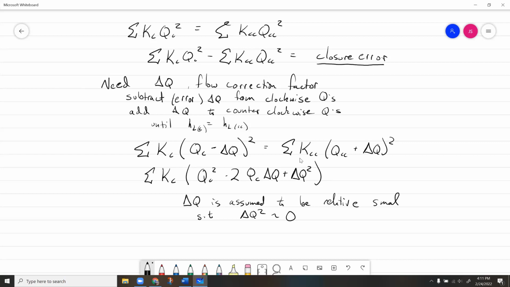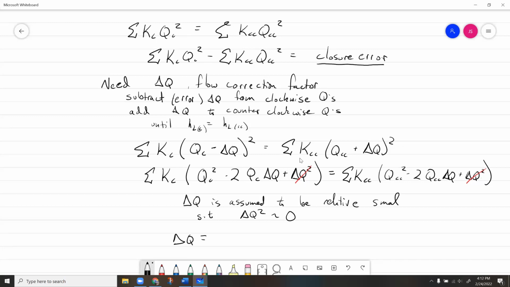So if we do that on both sides, and we factor this out over here, we say KCC is equal to QCC squared minus 2 QCC delta Q plus delta Q squared. Then we get to cross those delta Q squareds out, because we're saying those are tiny. And then we can solve for delta Q.